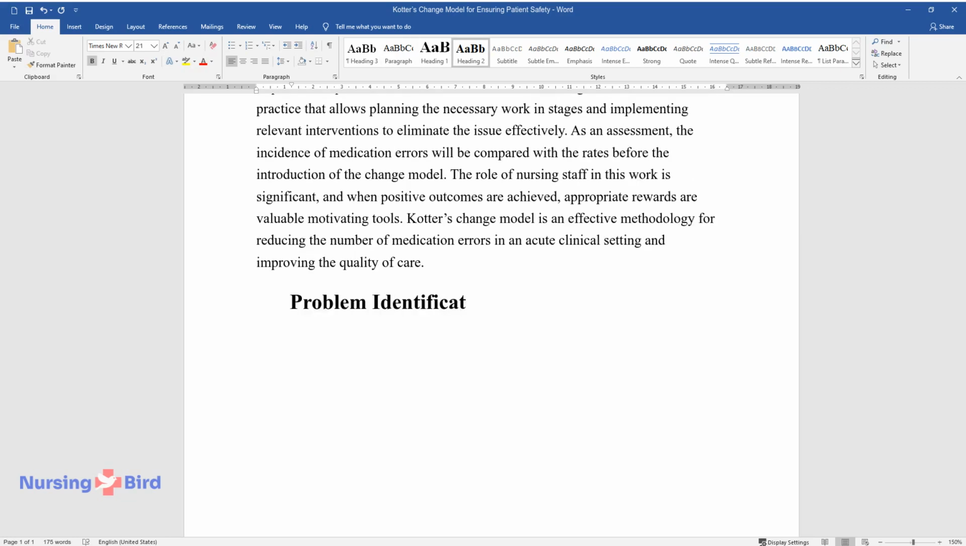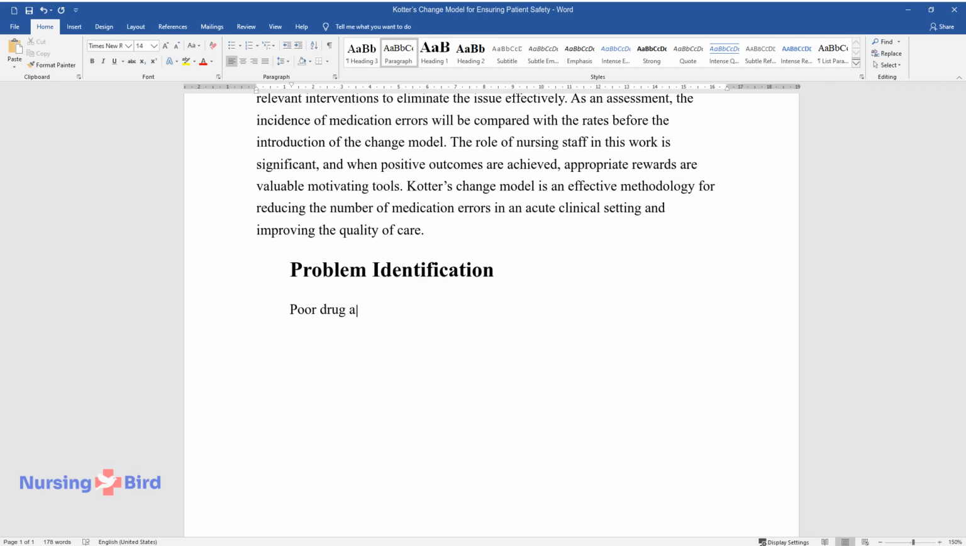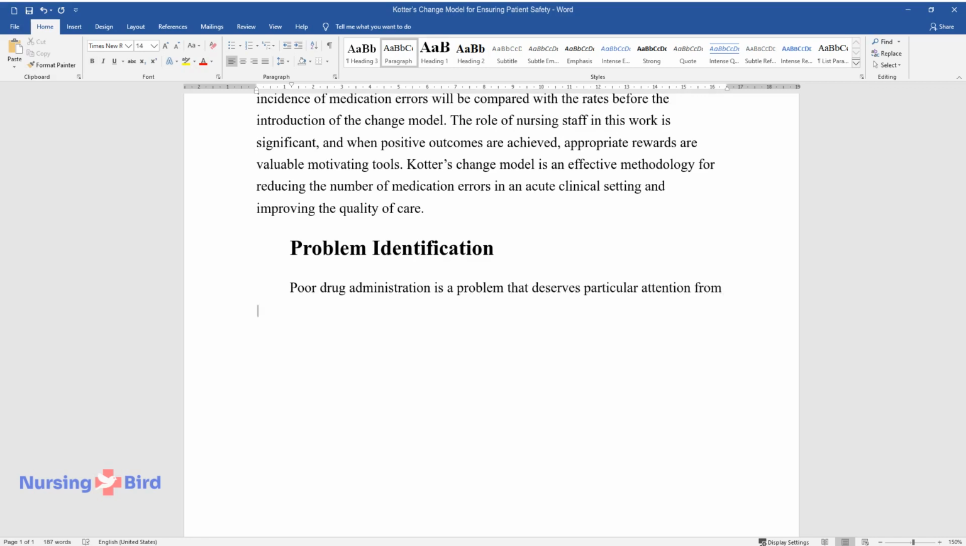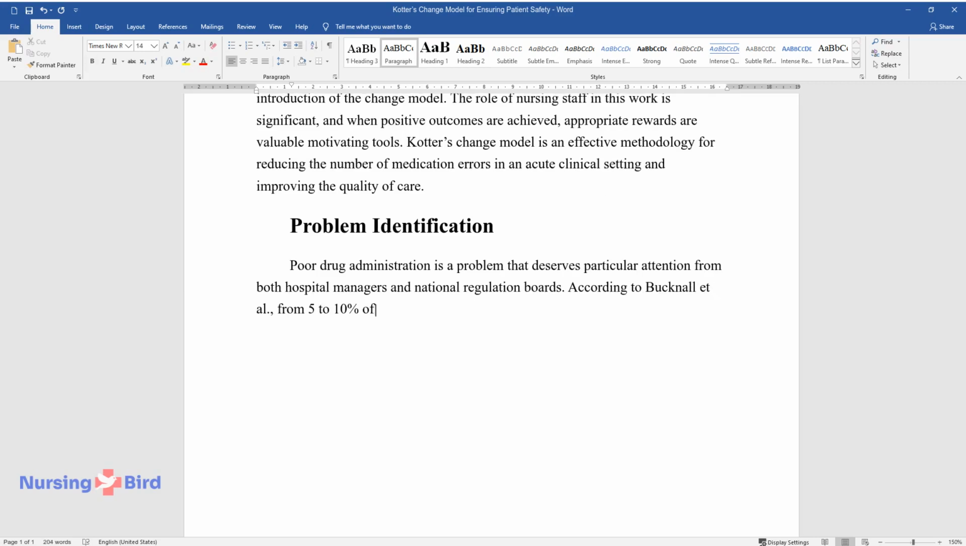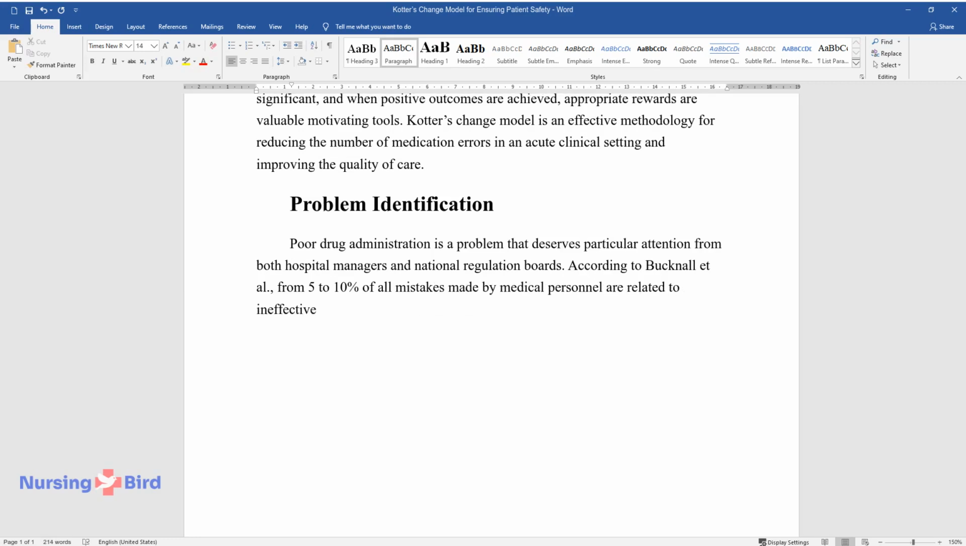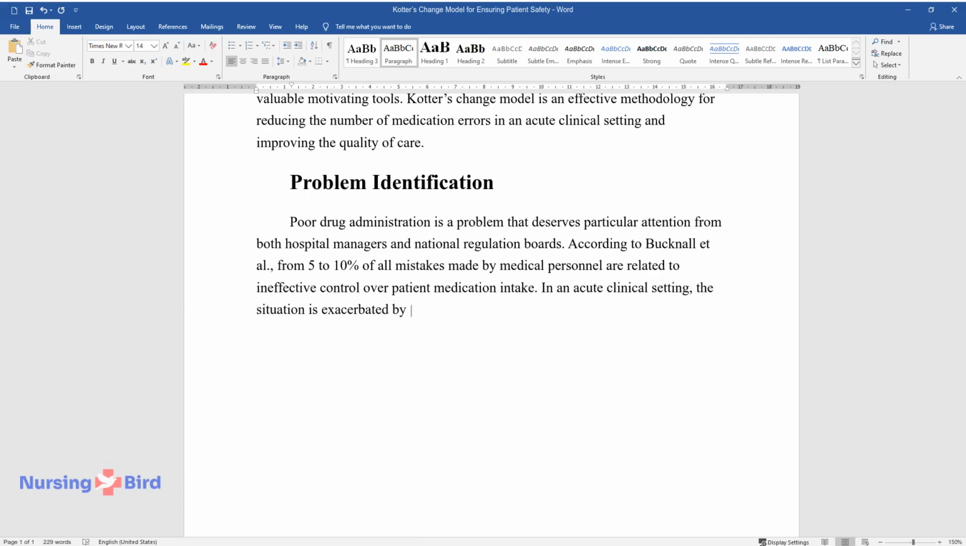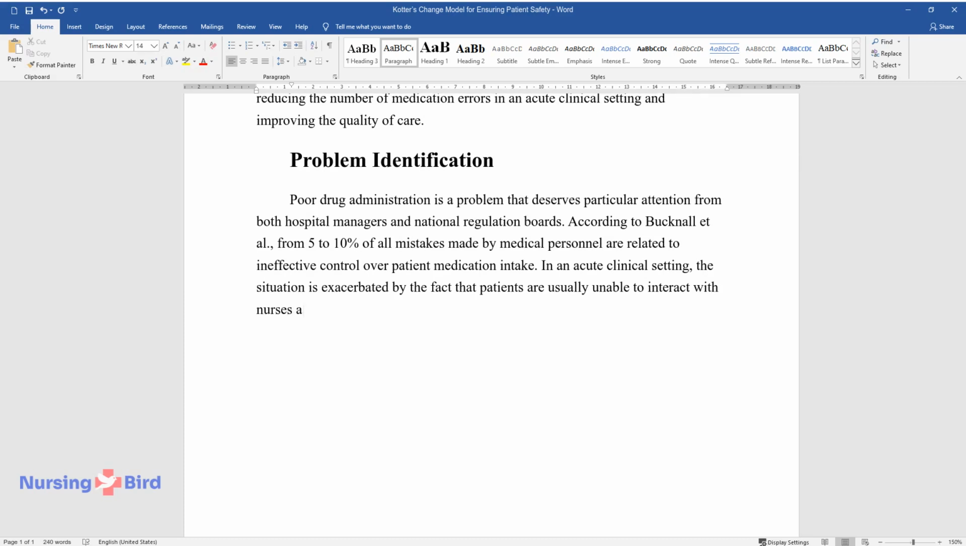Problem identification. Poor drug administration is a problem that deserves particular attention from both hospital managers and national regulation boards. According to Bucknall et al., from 5 to 10% of all mistakes made by medical personnel are related to ineffective control over patient medication intake. In an acute clinical setting, the situation is exacerbated by the fact that patients are usually unable to interact with nurses and physicians due to severe conditions.